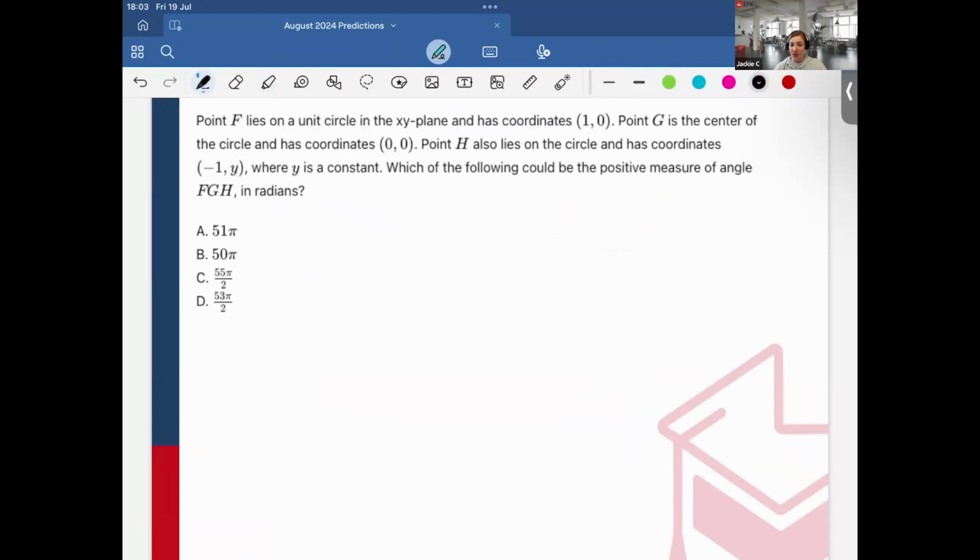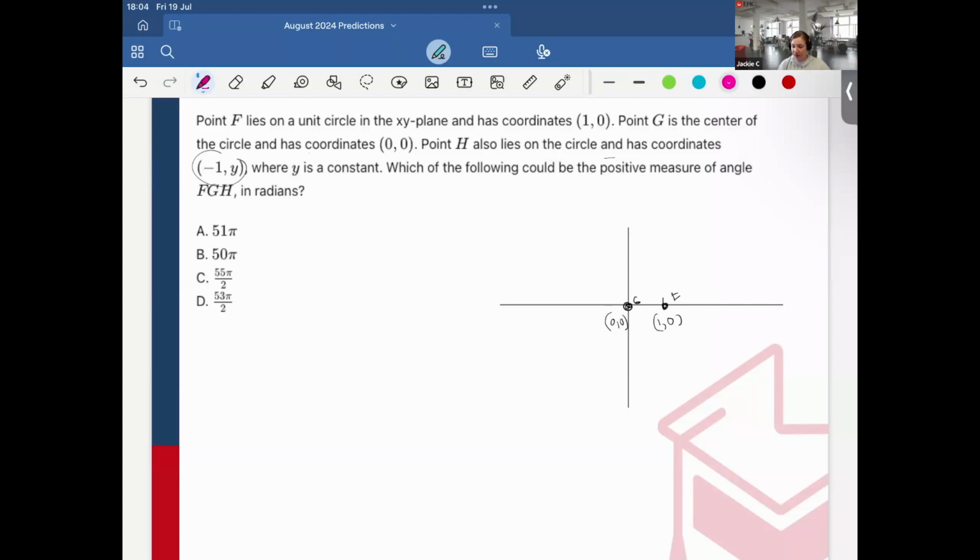Point F lies on a unit circle in the XY plane and has a coordinate of 1, 0. Okay, so we'll say it's around here, 1, 0, F. Point G is the center of the circle, and that's 0, 0. And point H lies on the circle and has coordinates -1, y, where y is constant. Which of the following could be the positive angle of FGH in radians?